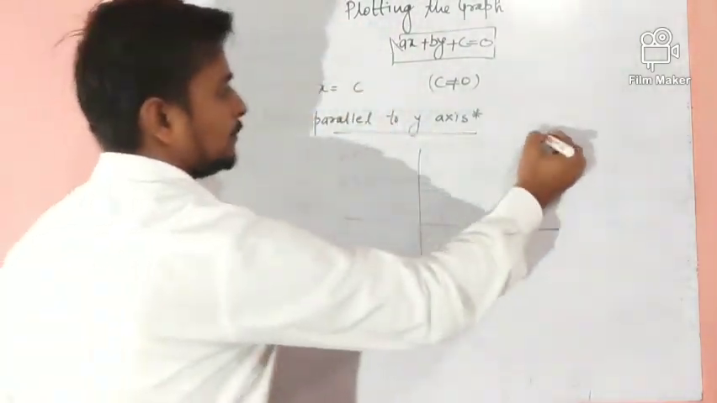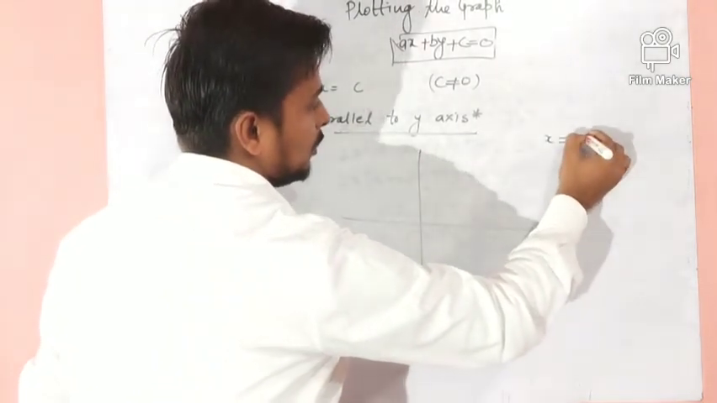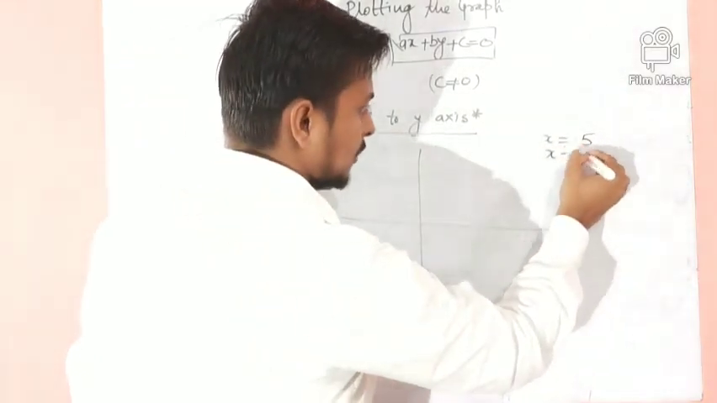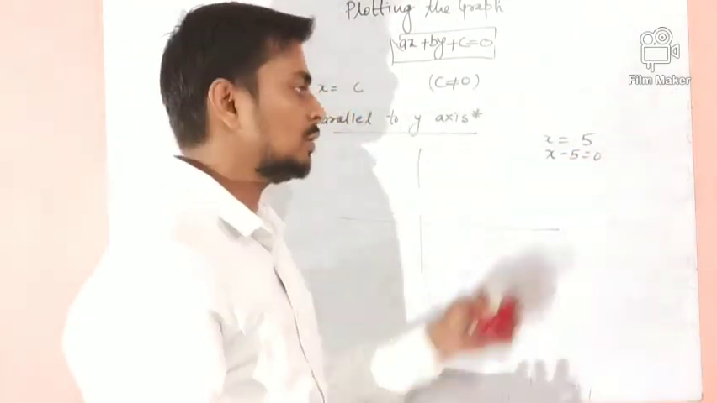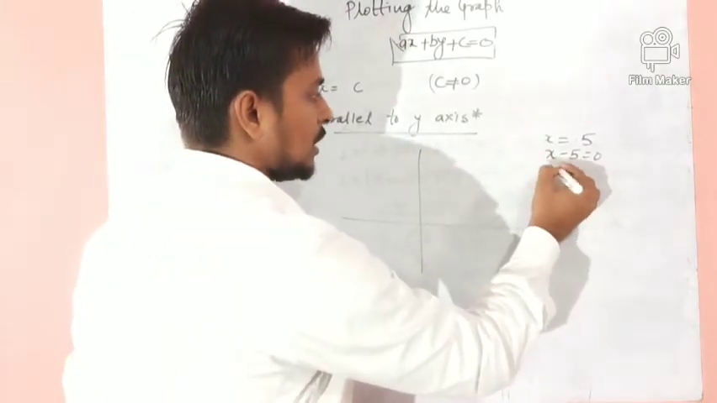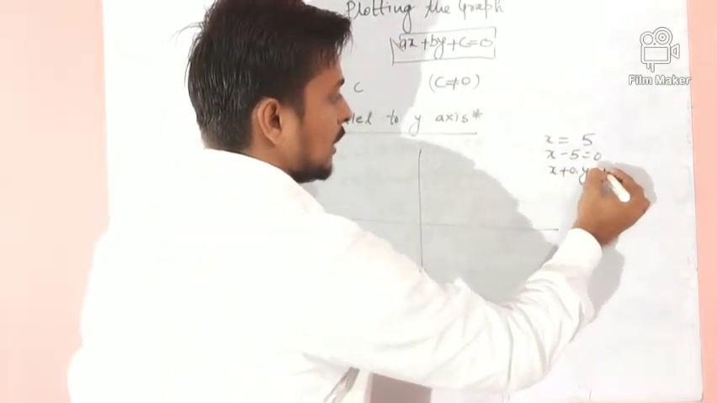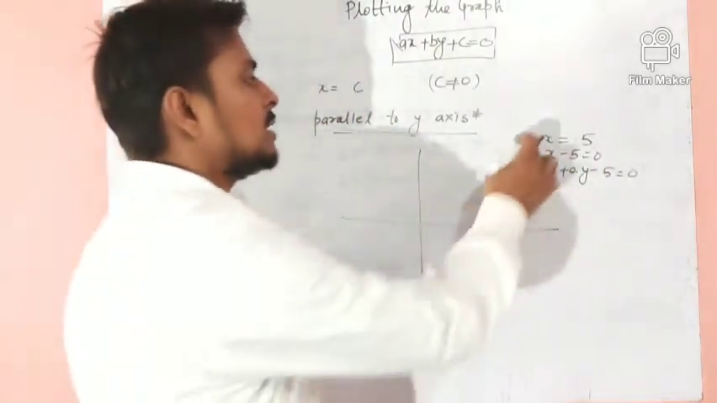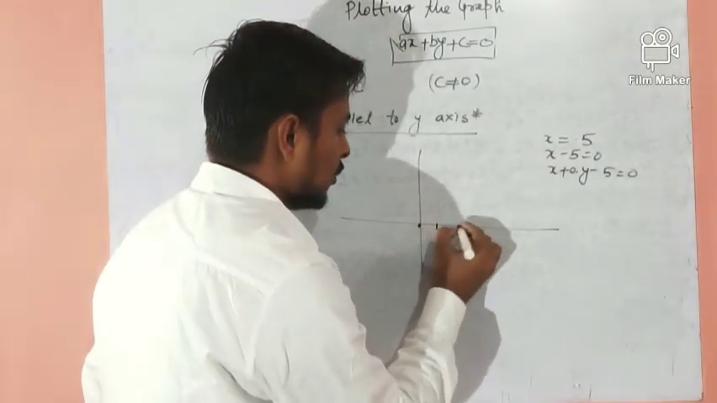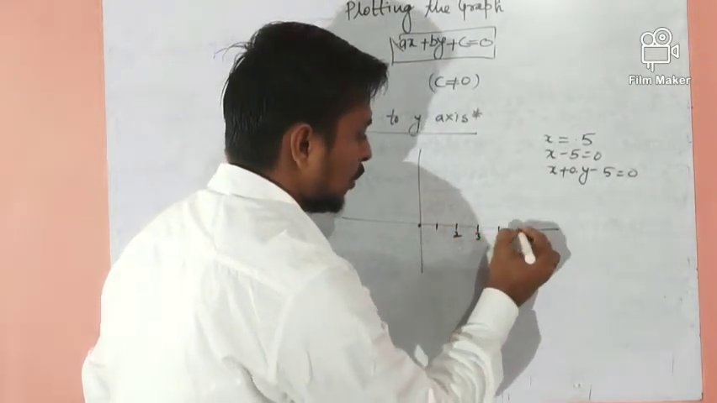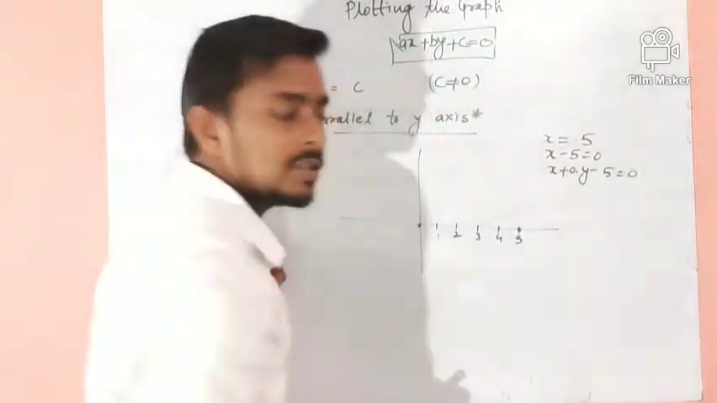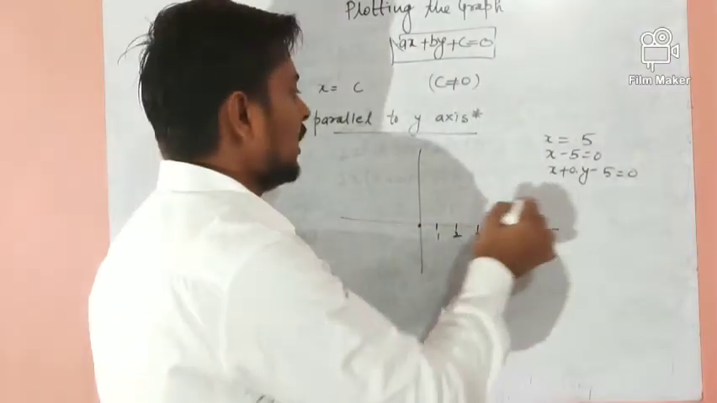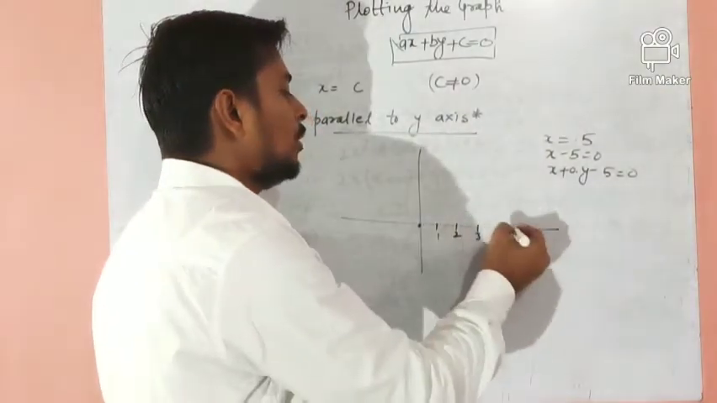Suppose the question is x is equal to 5. So to plot this x is equal to 5, the question can be given like this: x minus 5 is equal to 0. This is also an equation. You can convert it: x plus 0y minus 5 is equal to 0. Linear equation in two variables. So to plot this x is equal to 5, this is 0, 1, 2, 3, 4, and we have reached here 5. Now simple thing, just don't do anything special, just draw a parallel line to the y-axis from here.